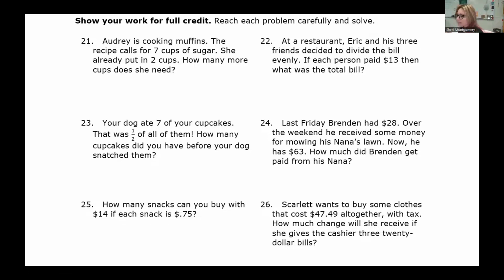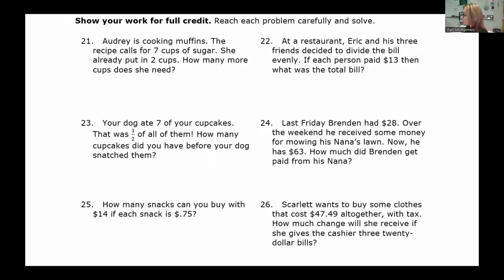So this first one, it says, Audrey is cooking muffins. The recipe calls for 7 cups of sugar. She already put in 2 cups. How many more cups does she need? That was easy, right? You didn't even give yourself a chance.